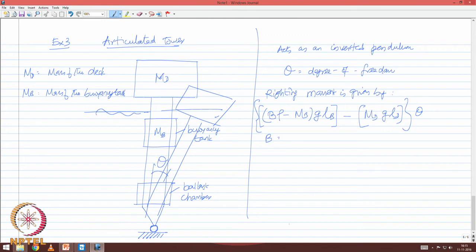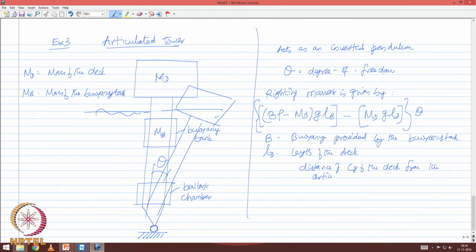where in this case B stands for the buoyancy which is provided by the buoyancy tank, L_d is the length of the deck, in the sense of the distance of the CG of the deck from the articulated joint, and L_b is the distance of the center of buoyancy from the joint.